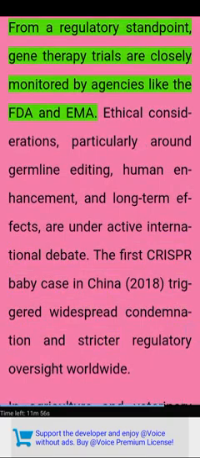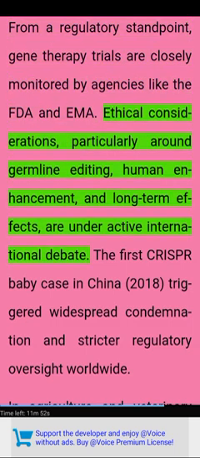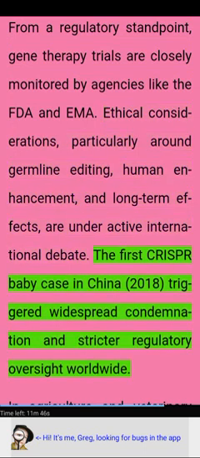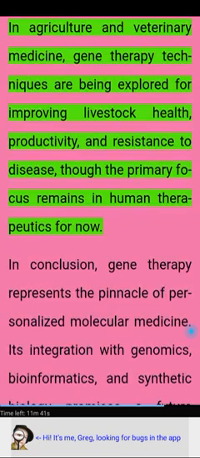From a regulatory standpoint, gene therapy trials are closely monitored by agencies like the FDA and EMA. Ethical considerations, particularly around germline editing, human enhancement, and long-term effects, are under active international debate. The first CRISPR baby case in China, 2018, triggered widespread condemnation and stricter regulatory oversight worldwide. In agriculture and veterinary medicine, gene therapy techniques are being explored for improving livestock health, productivity, and resistance to disease, though the primary focus remains in human therapeutics for now.